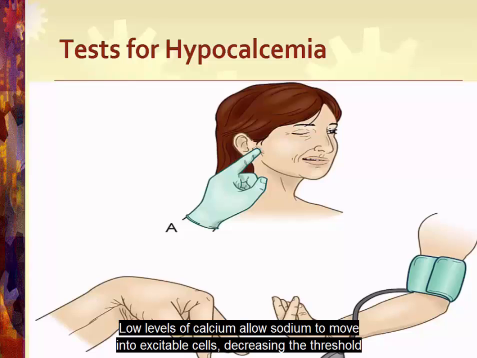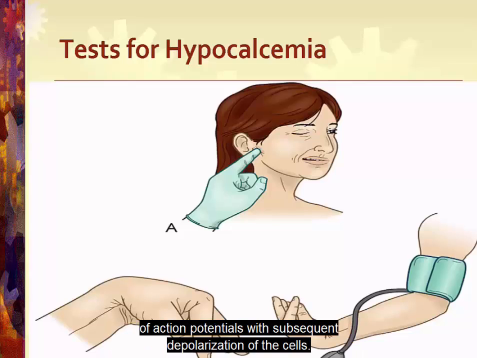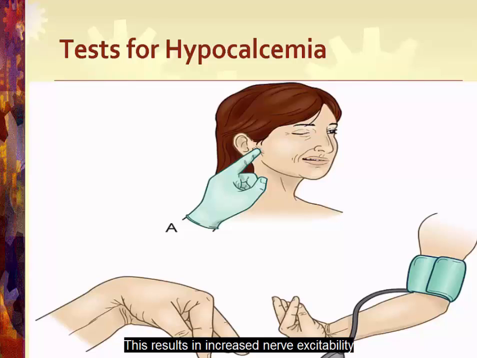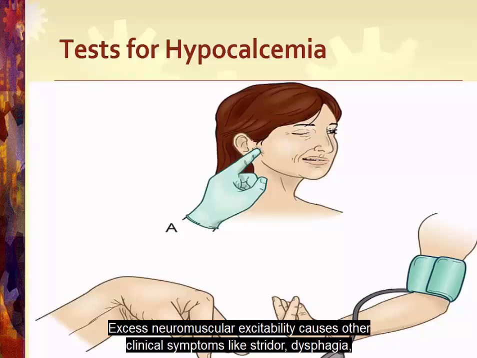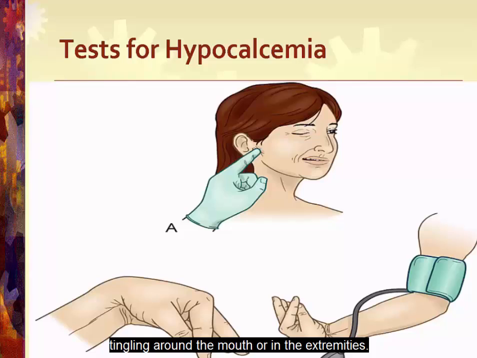Low levels of calcium allow sodium to move into excitable cells, decreasing the threshold of action potentials with subsequent depolarization of the cells. This results in increased nerve excitability and sustained muscle contraction, which is how you get the tetany. Excess neuromuscular excitability causes other clinical symptoms like stridor, dysphagia, tingling around the mouth or in extremities.